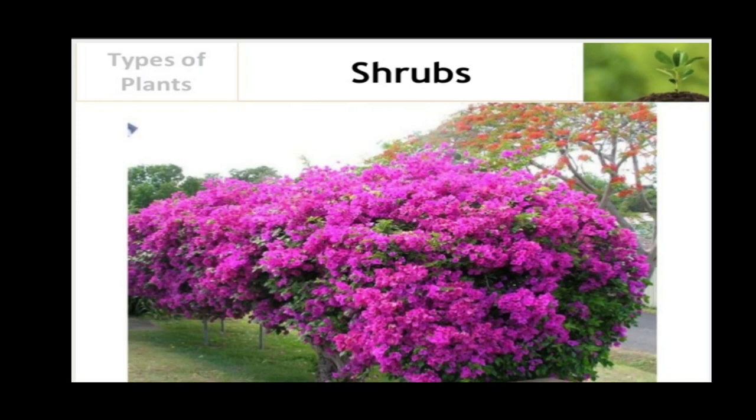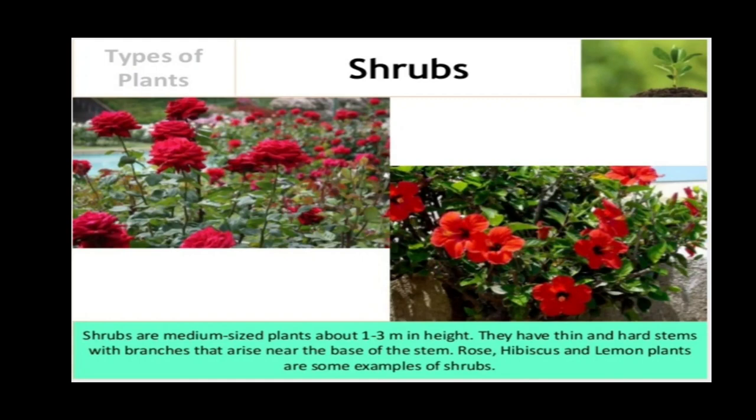Dear students, shrubs are medium-sized plants, usually having a height of 1 meter to about 3 meters. They are bushy in appearance, as you can see in this picture. The bougainvillea plant has a bushy appearance. Rose is another example of a bushy plant or shrub. Hibiscus is another example of this plant. So these plants have a thin and hard stem with branches that arise near the base of the stem. So you have to know the examples of shrubs also.